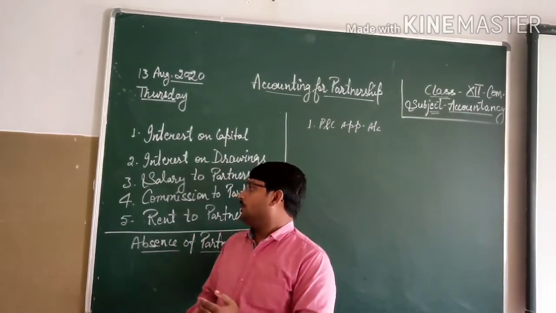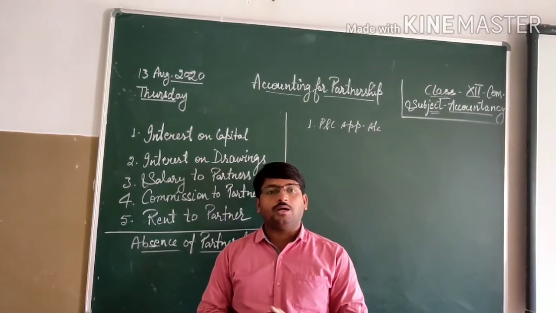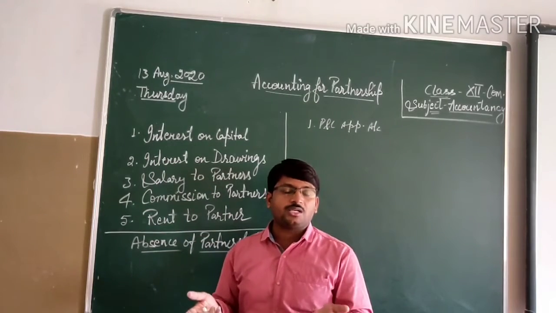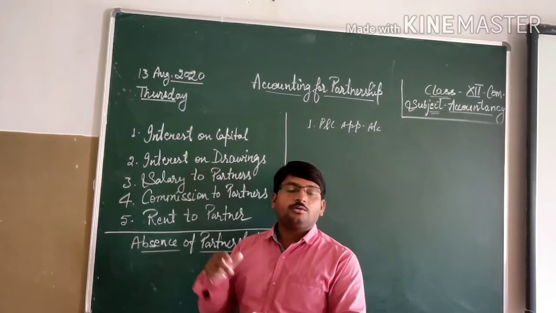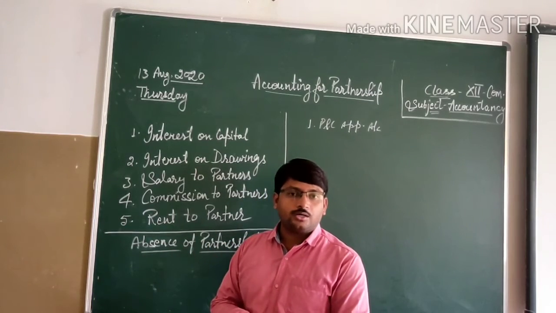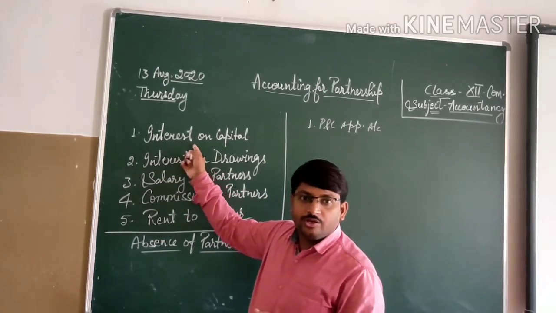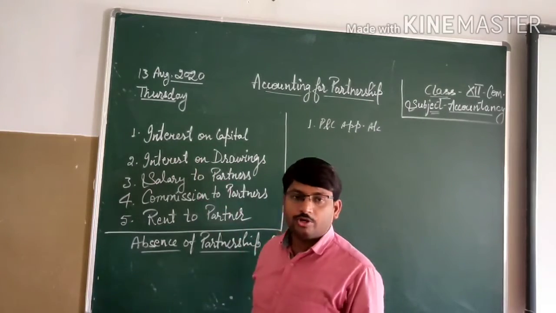Okay, so first of all, it is the interest on the partner's capital. Interest on capital, but it is basically on whose capital? It is basically the interest on the capital of the partners. Got it? Why do we need to give the interest to the partners? This is the main point.